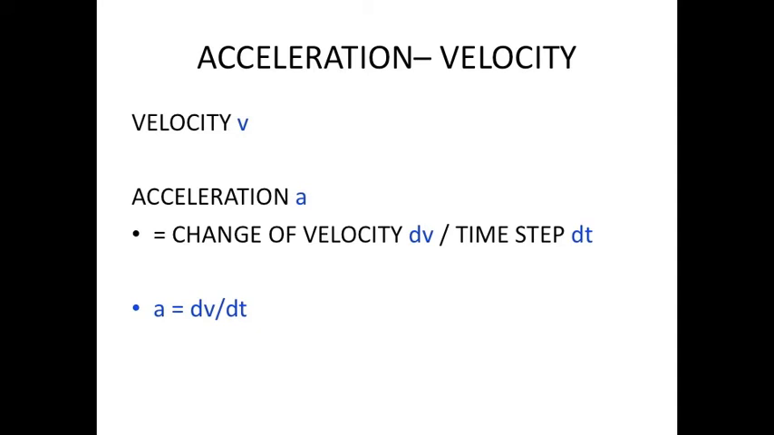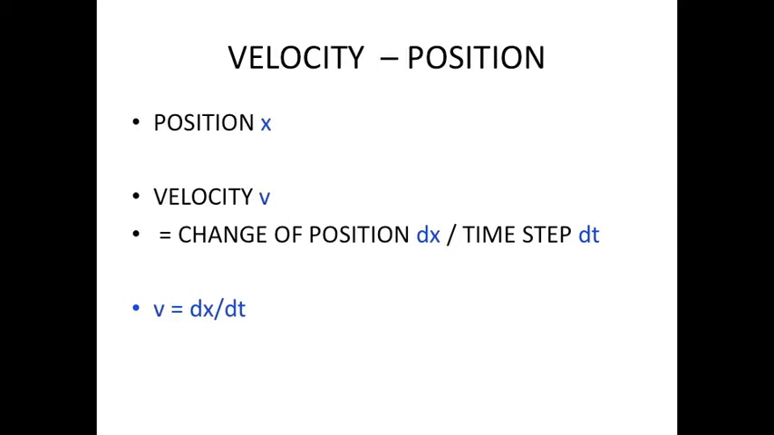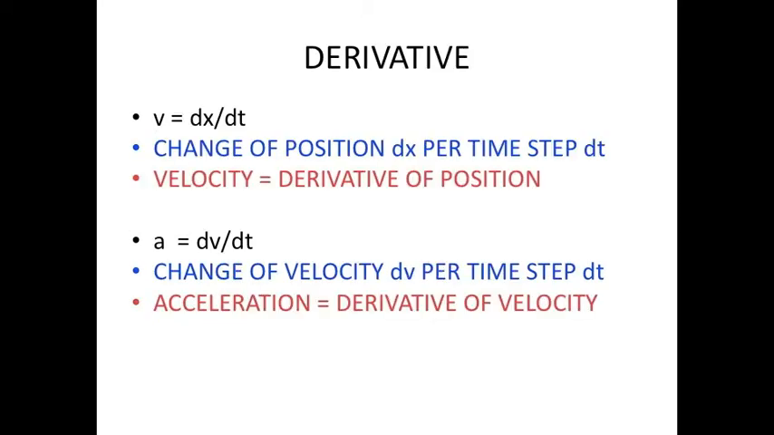We recall that acceleration a is equal to change of velocity dv per time step. That is, a is equal to dv over dt. Similarly, velocity v is equal to change of position dx per time step dt. That is, v is equal to dx over dt. This leads to the notion of derivative. Velocity as change of position dx per time step dt is the derivative of position. Similarly, acceleration as change of velocity dv per time step dt is the derivative of velocity.